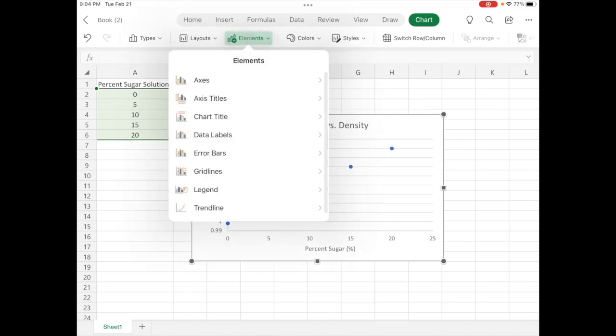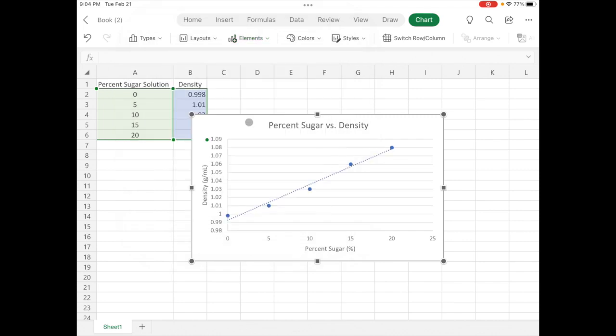So I'm going to click on Elements, and again go to Trendline. This is a linear slope, right? It is a straight line. So I'm going to click on Linear. And you'll see it should form a really nice straight line for us. This straight line is what you're going to use in order to estimate the concentration of your unknown, whatever drink you decided to do.